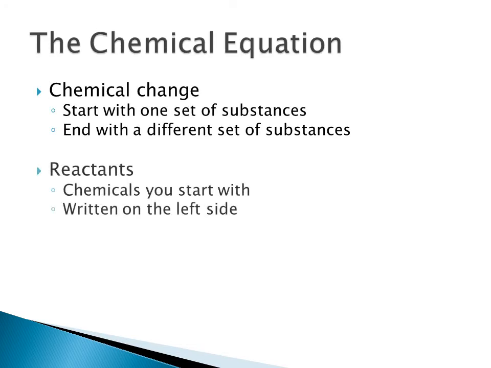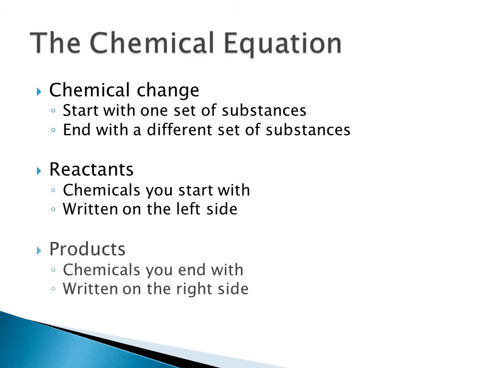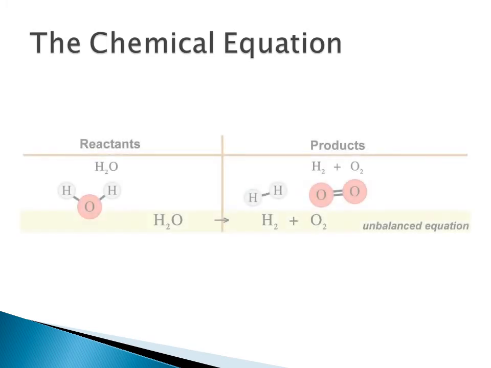In a chemical change, we are starting with one set of substances and ending with a different set. So the reactants are the chemicals that we start with, and they are written on the left side. Products are the chemicals that we are ending with, and they are written on the right side. So reactants are the things that are reacting. Products are the things that are being produced. So it makes it a little easier to remember.